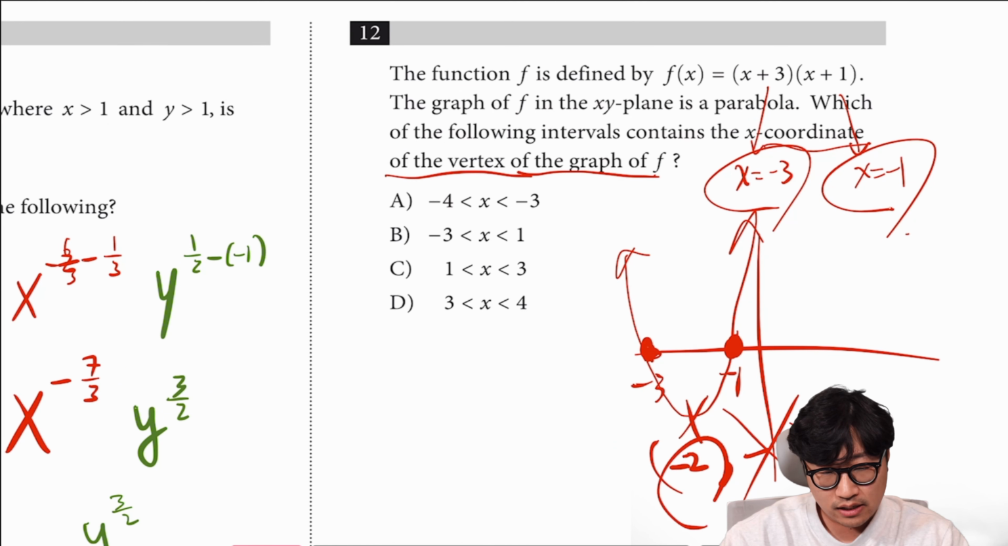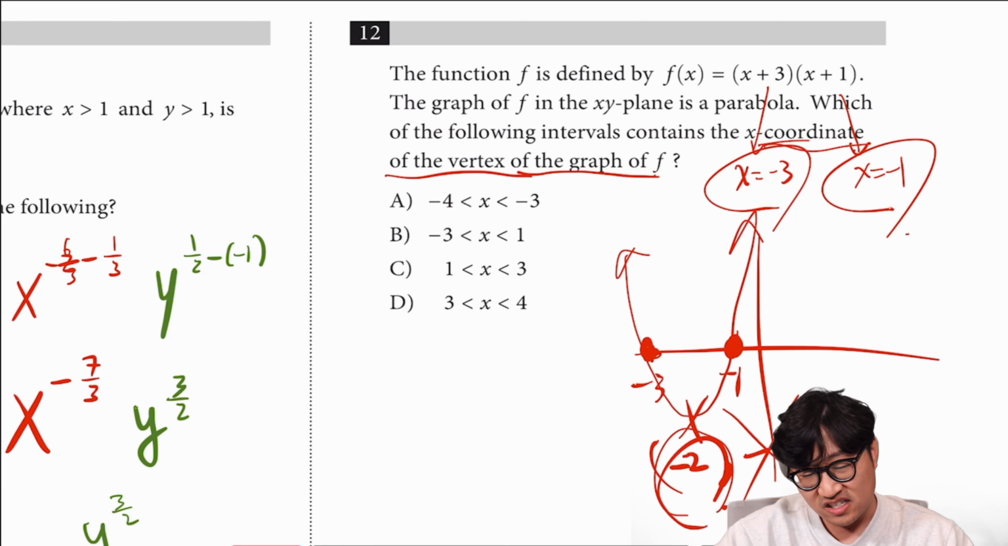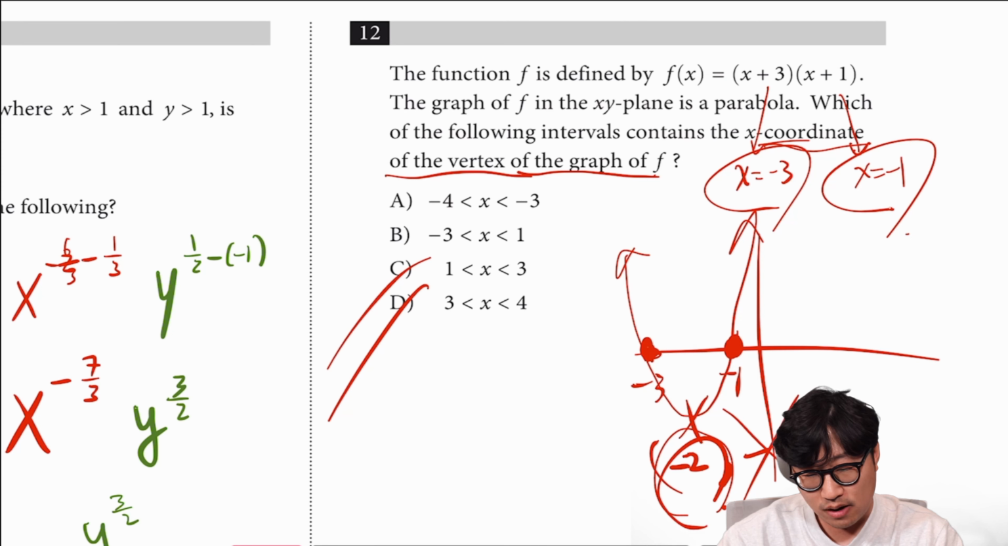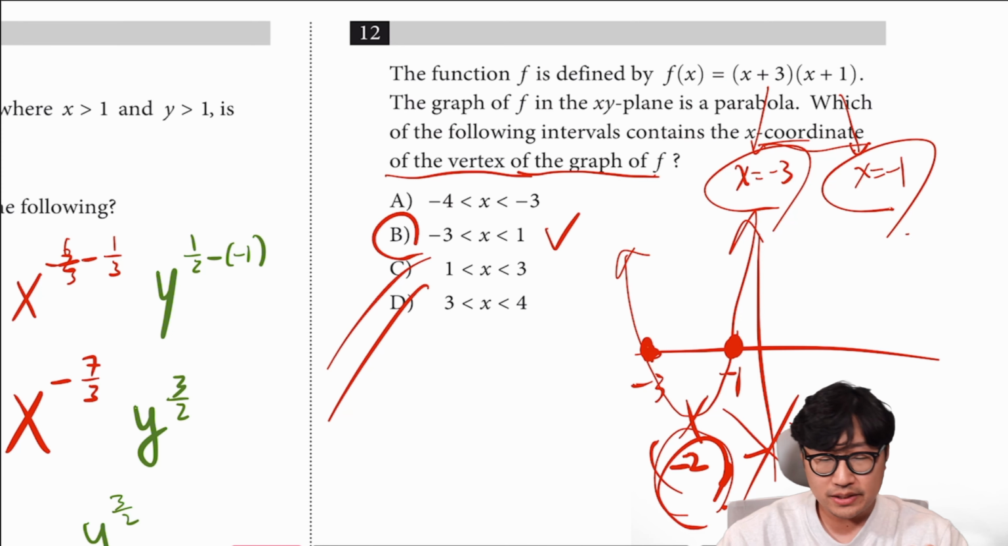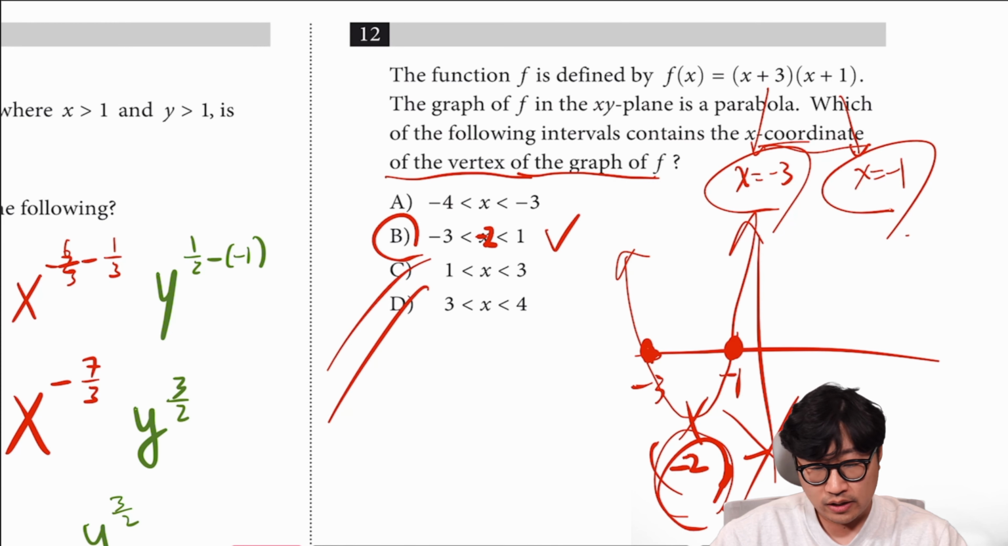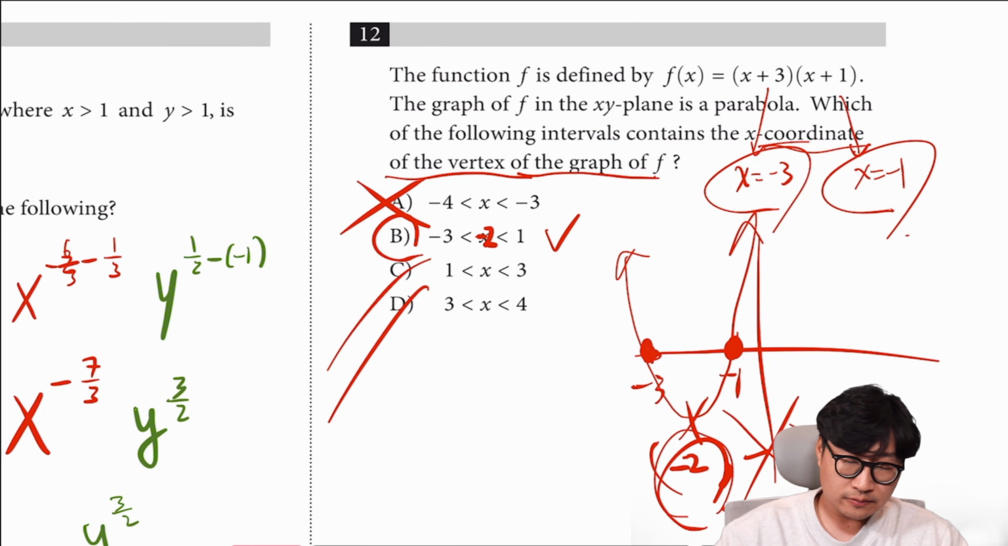So the question's asking, what contains the x-coordinate of the vertex? Well, -2 fits in where? Not D, not C, probably B, right? B is where it's going to fit in between. The -2 fits in between -3 and 1. And obviously it doesn't fit in A either.